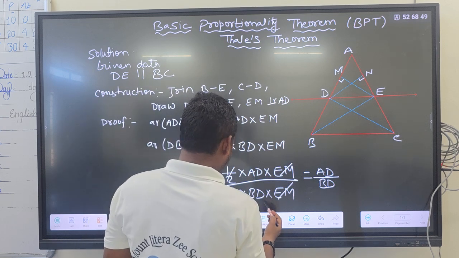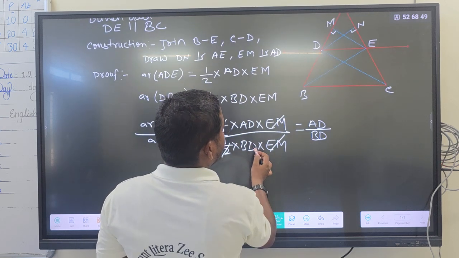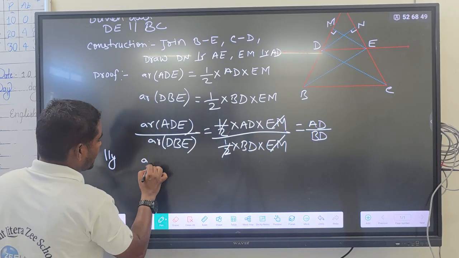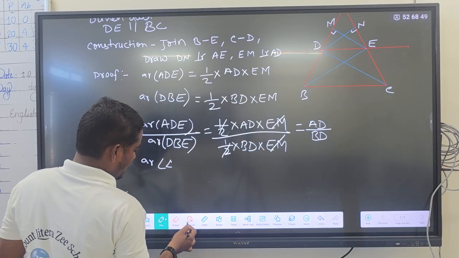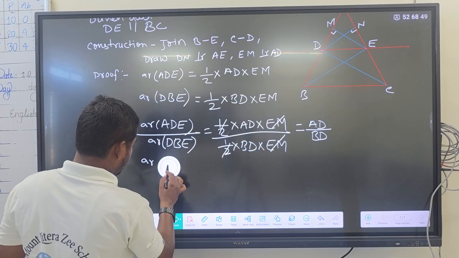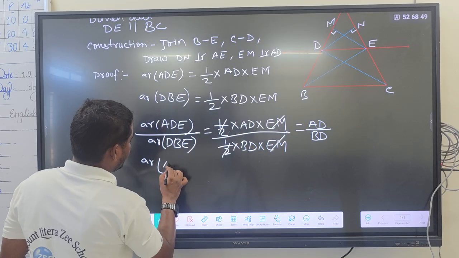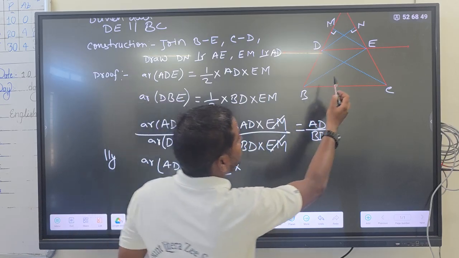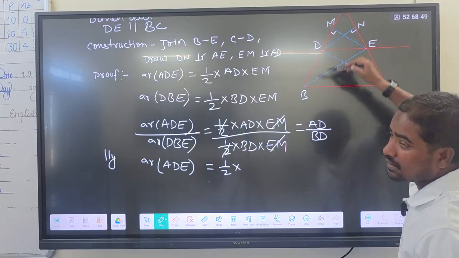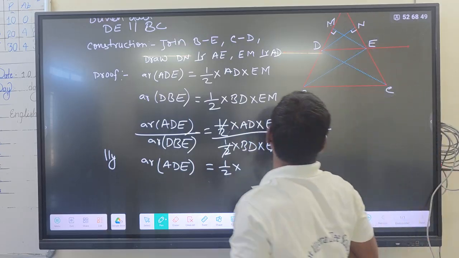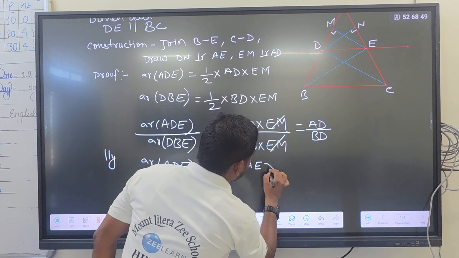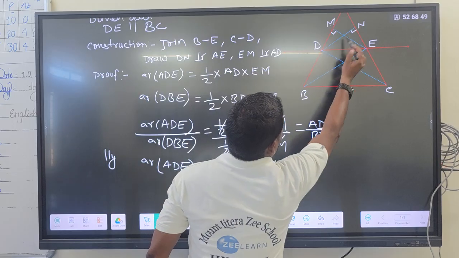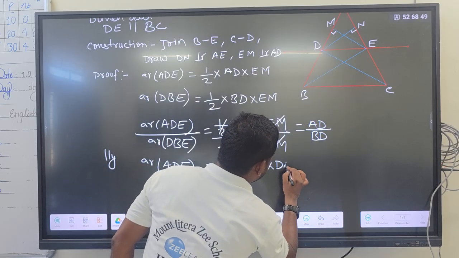Okay. Now similarly we will calculate the area of ADE. We will calculate half into, now this time we will not consider AD as its base, we will consider AE as its base. So we will consider AE into, now this time our perpendicular will be DN, so DN.